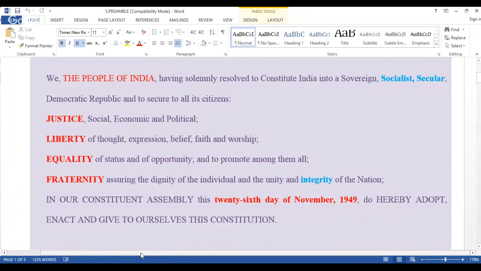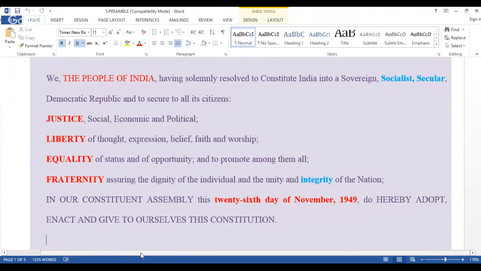You please follow me each and every word. We. So, the preamble begins with "we." Who are we? The people of India. We, the people of India, having solemnly resolved to constitute India into a sovereign, socialist, secular, democratic republic. Clear? So you can see five words there. You can count if you want: sovereign, socialist, secular, democratic republic.